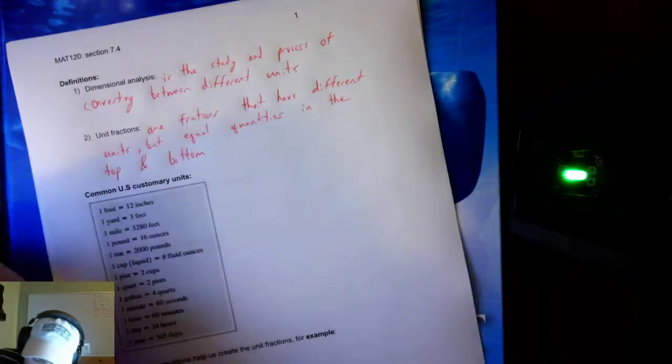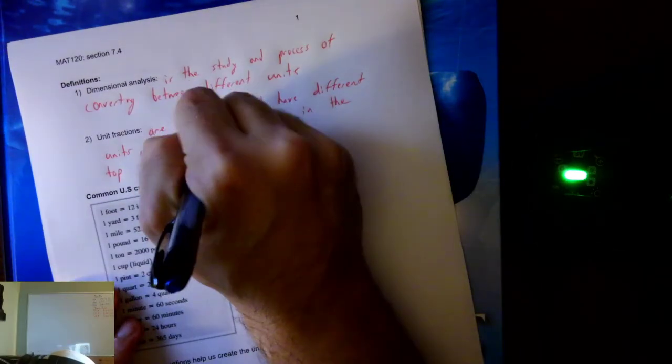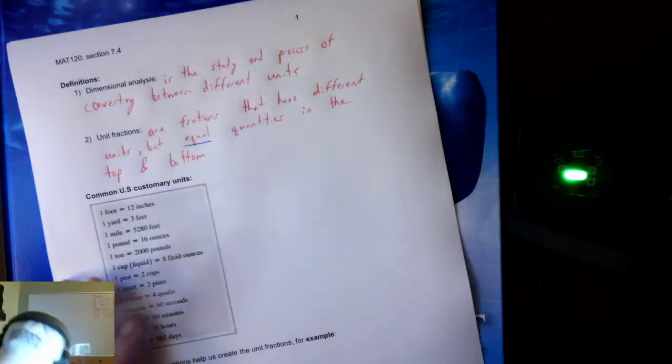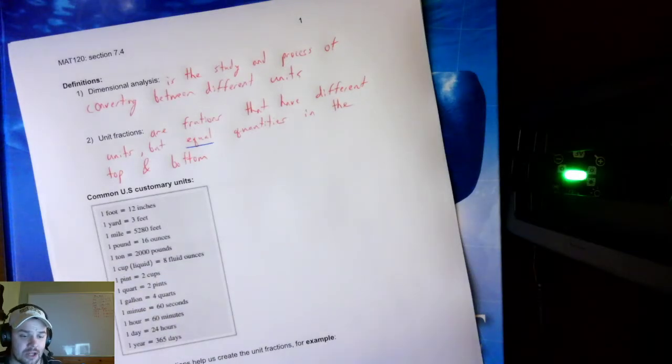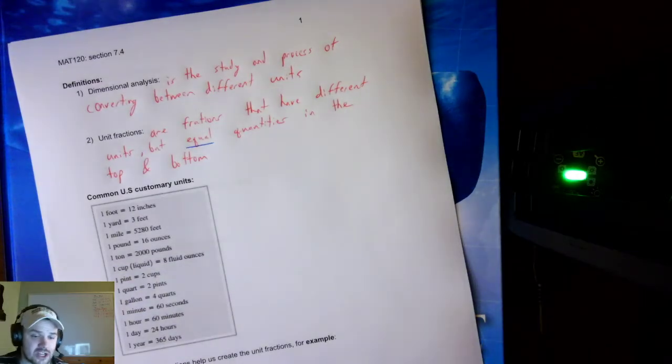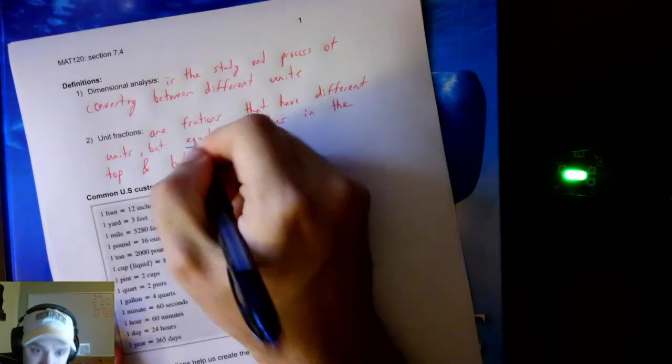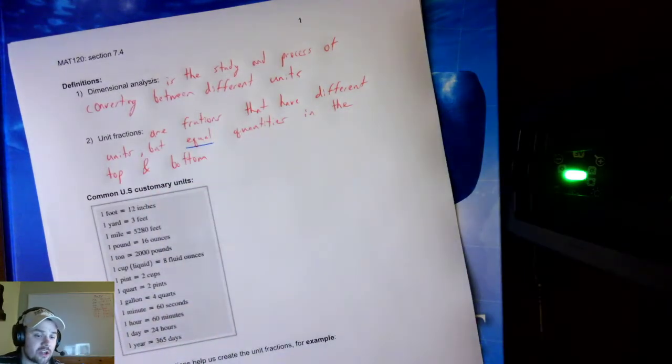And I'm going to put an underline under equal. They're not equal in terms of the number, they're equal in terms of how much they're measuring, the quantity they are measuring. So be careful when I use the word equal here. They are equal in the quantity they are measuring, not necessarily the number.